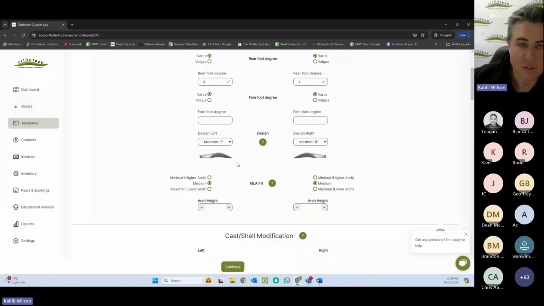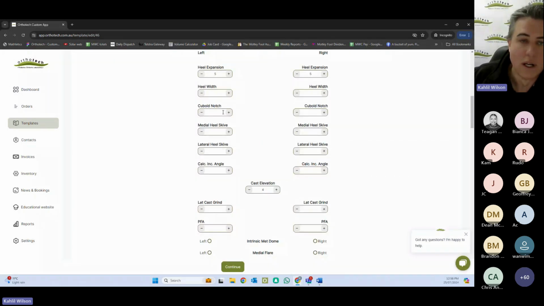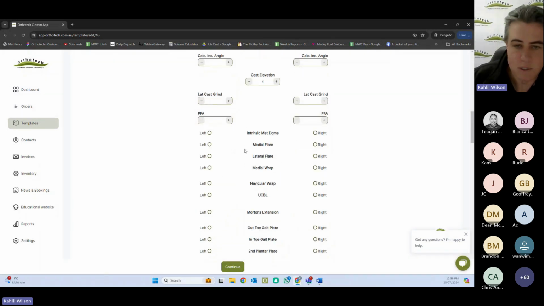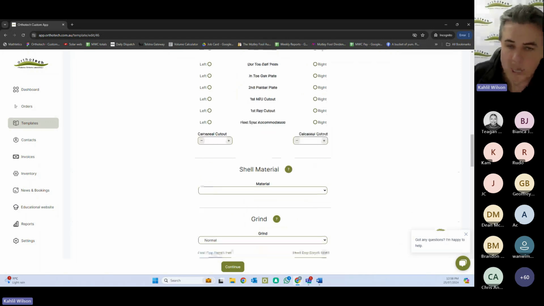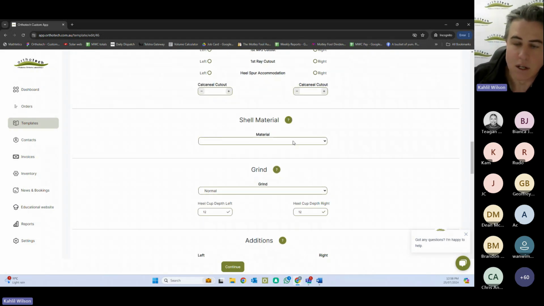You want the first rate function. We're inverting the rear foot. Again, these things may or may not be relevant to the individual patient, and you can always add them in. Oops, I haven't added the material.